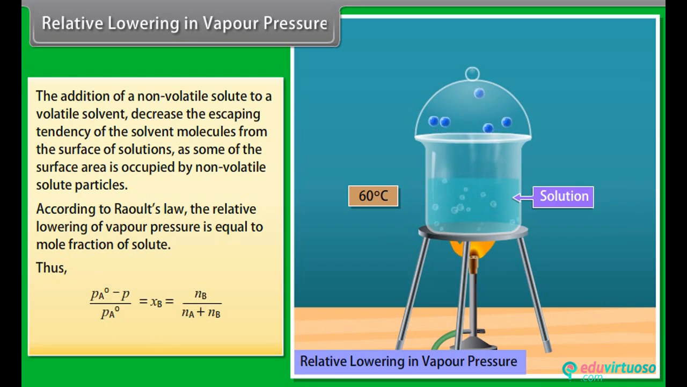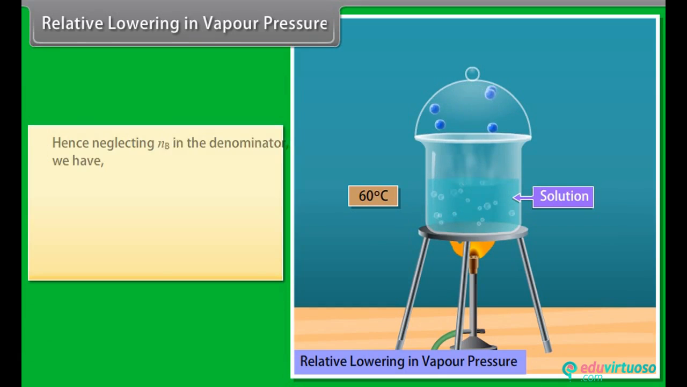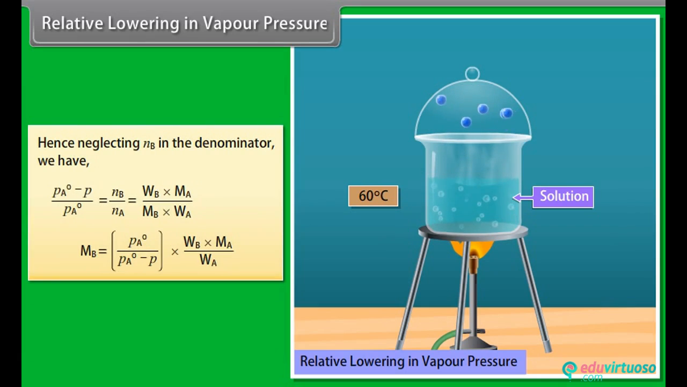Thus, (Pa° − P) upon Pa° is equal to Xb, which is equal to Nb upon Na plus Nb. For a dilute solution, Na is much greater than Nb. Hence, neglecting Nb in the denominator, we have Mb is equal to Pa° upon (Pa° − P) multiplied by Wb into Ma upon Wa.